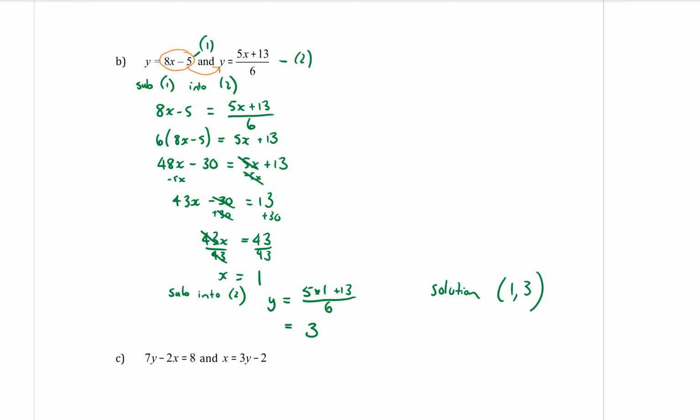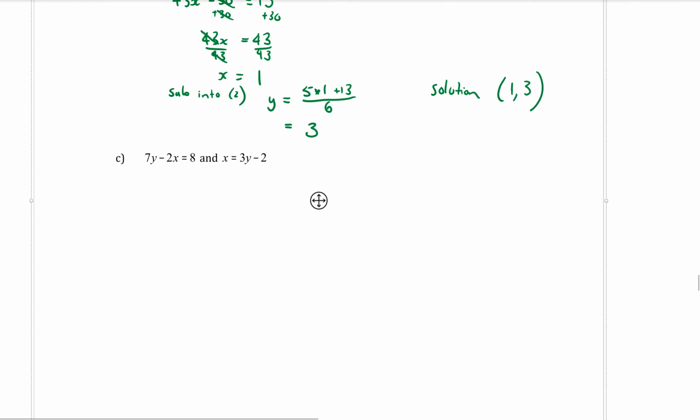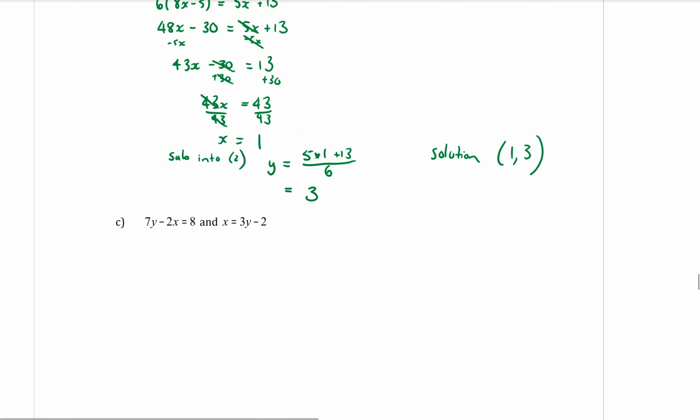All right, another one. One more. Yes. How did you get 3 out of that whole thing? I calculated this fraction. You can either type that whole thing in your calculator if you want to, but I did that in my head. So I went 5 times 1 is 5, plus 13 is 18, so the whole top is 18, and 18 divided by 6 is 3.